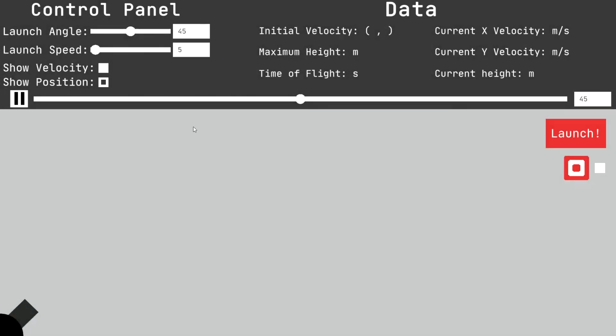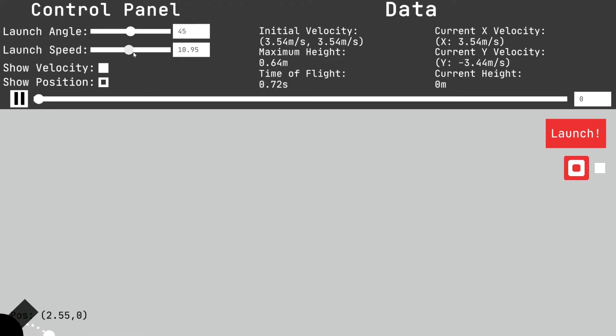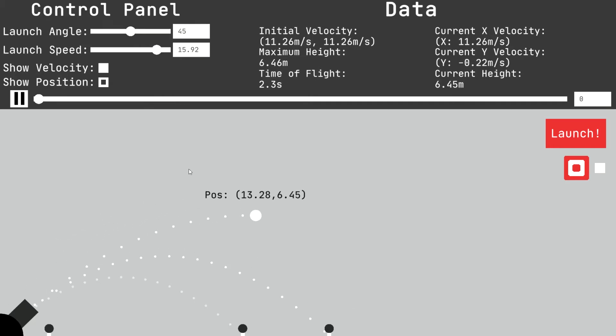So this is where my project stands right now. You have a control panel. This is a projectile simulation tool. It simulates projectile motion, a concept in physics which basically dictates how a projectile will follow a path through the air, or actually through no air, because it's high school physics. Nobody cares about air resistance.